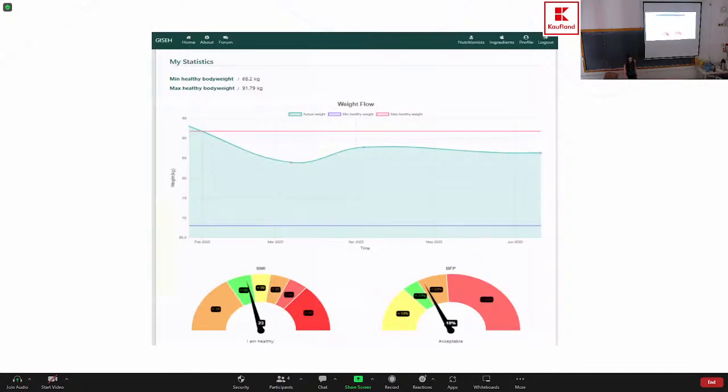Yes, now some results. Here are some body weight statistics for a specific user, like weight fluctuation, the body mass index mean, and body fat percentage, and a range of healthy weight.